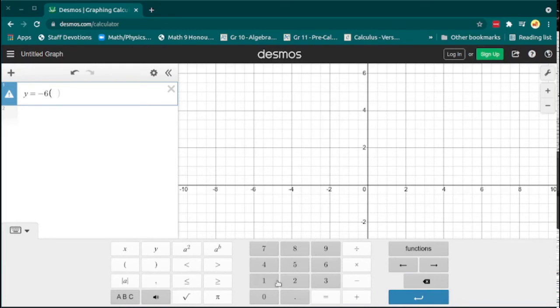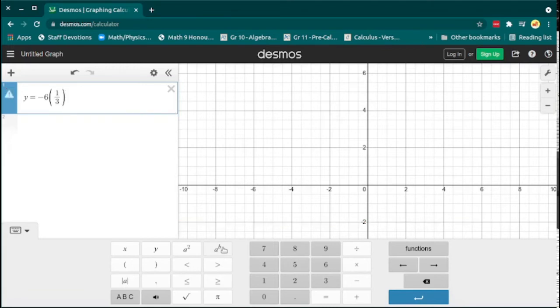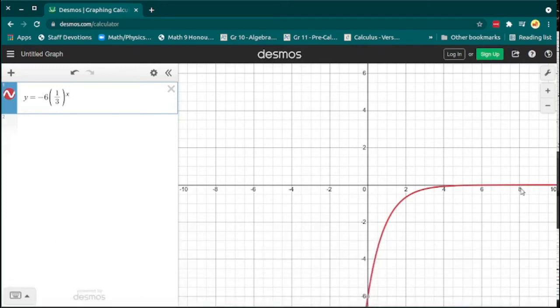Alright, I just used the division sign on here, so if I want 1/3, I need to be inside 1 divided by 3, and it will automatically turn itself into a fraction. Close that parentheses, or just arrow over to get outside the parentheses, and then I'm going to hit the power key, or it's the caret key, the shift 6 key on your keyboard, and then I'm going to put in here my x. Collapse the keyboard, and there it is.